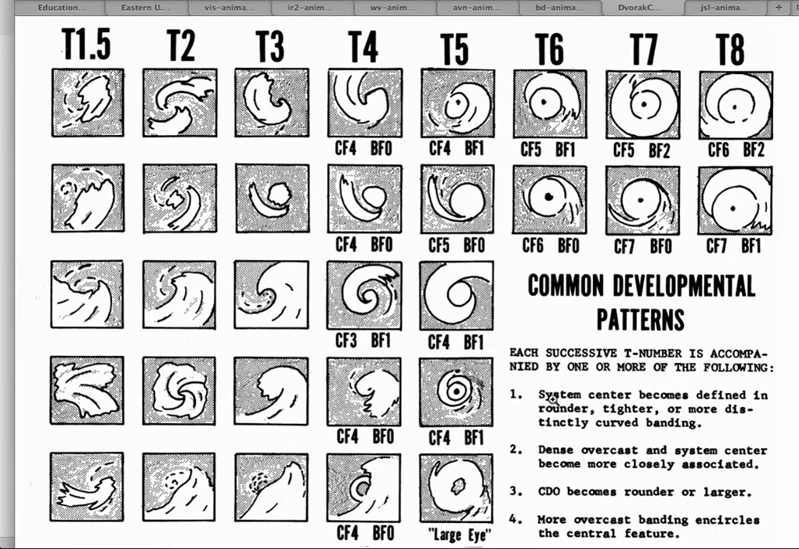And as you can see, the system is basically set up by one or more of the following numbers. So if the system center becomes very defined around it, and you're at 1, okay? Dense overcast and system center becomes more clearly associated. You're down to 2. CDO starts to form and is rounded. Well, look what we have here. 3 and then 4, overcast banding encircles the center feature. Now we're at 4, and then clearly at 5 we're starting to move into the hurricane areas with a large eye and so on and so forth.